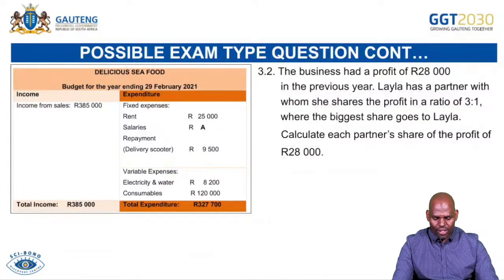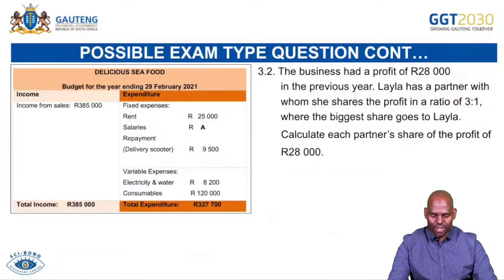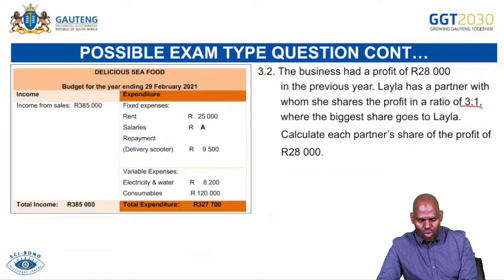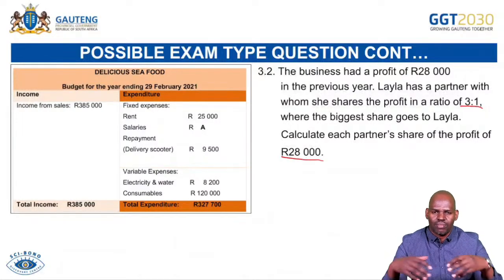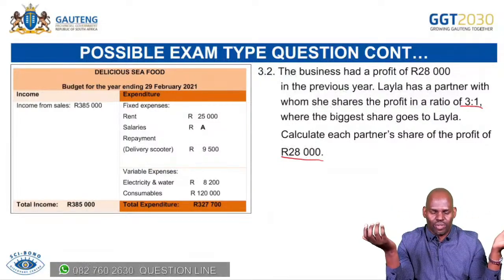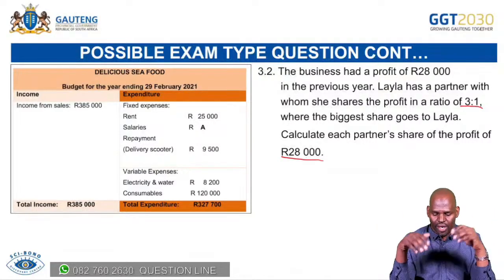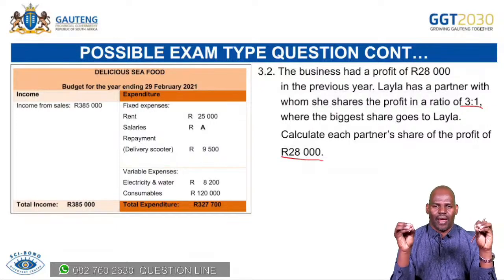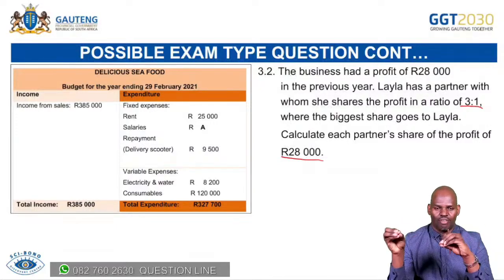For number 3.2, the business had a profit of 28,000 in the previous year. Laila has a partner with whom she shares the profit in a ratio of 3:1, where the bigger share goes to Laila. Calculate each partner's share of the profit of 28,000. So if you know how to divide in a ratio, that is what the question is about. In this case, we've got a ratio of 3:1. So obviously, Laila will get a bigger cut of the profit.